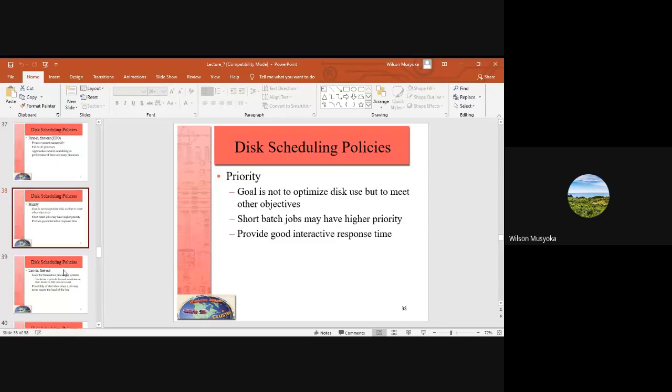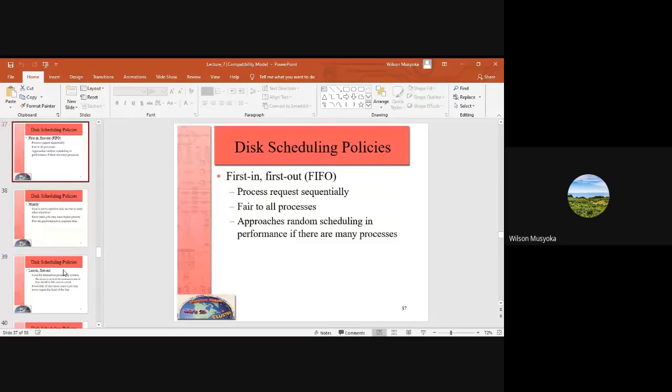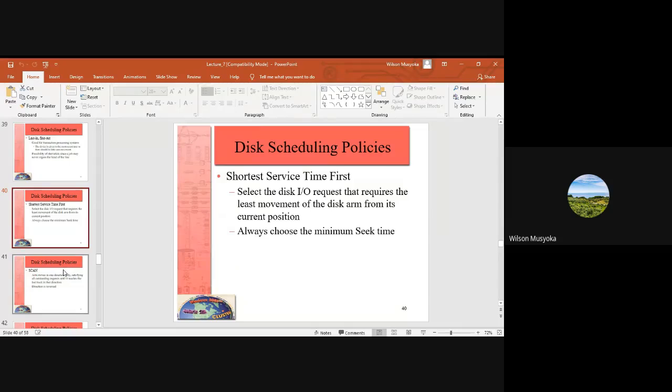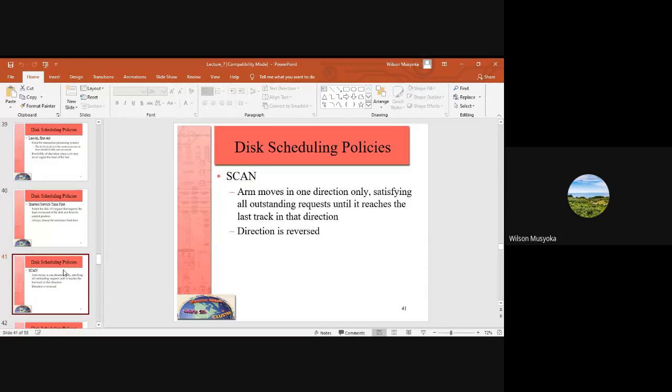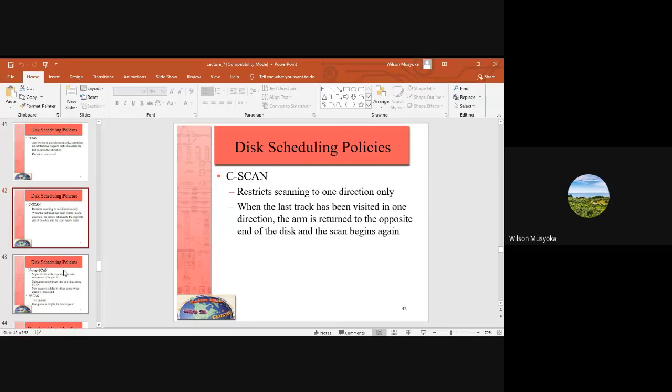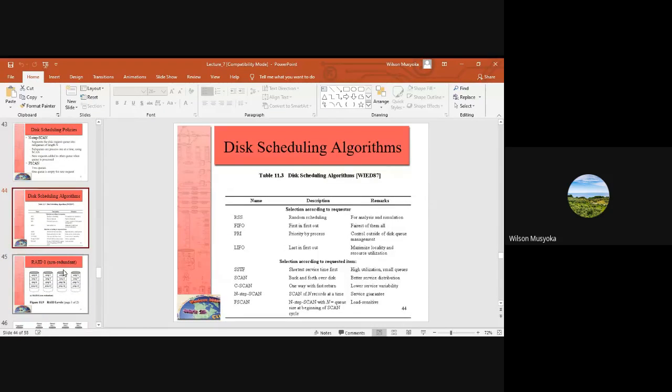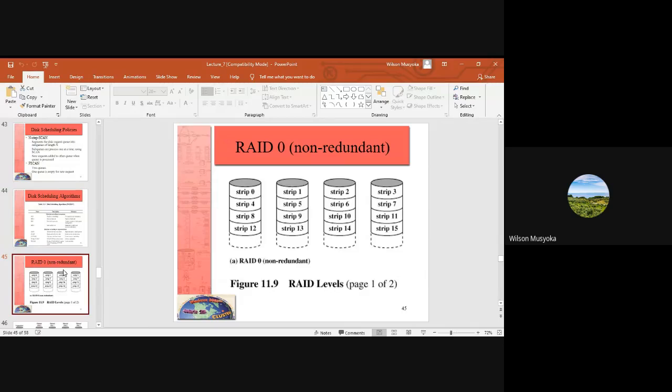When we are looking at disk scheduling policies, we are looking at first in, first out, priority, last in, first out, shortest service time. All of those, please read, look at them. And when we are looking at the scan, you will see there is C-scan, F-scan, and N-step scan. All of those, I want you to read, to look at them in detail, and then look at the RAID technologies. Not so much, but what I have mentioned, direct memory access, scheduling, and disk access. Please read them. So that is what I want you to look at in lecture number 7.